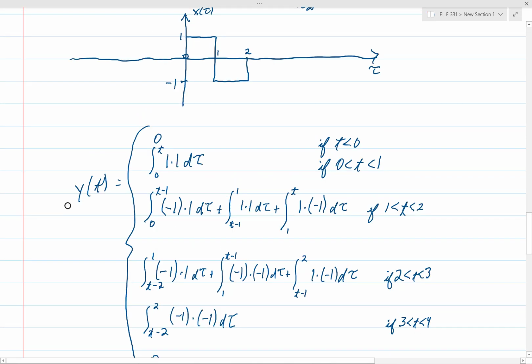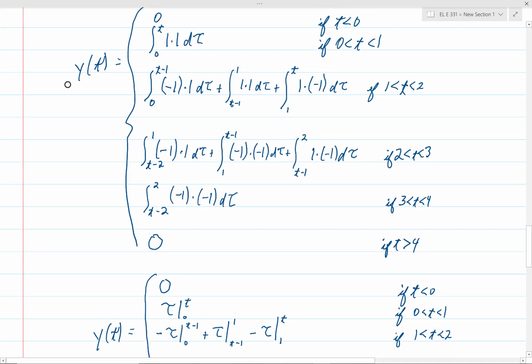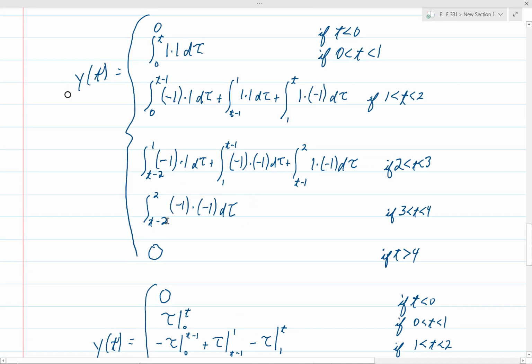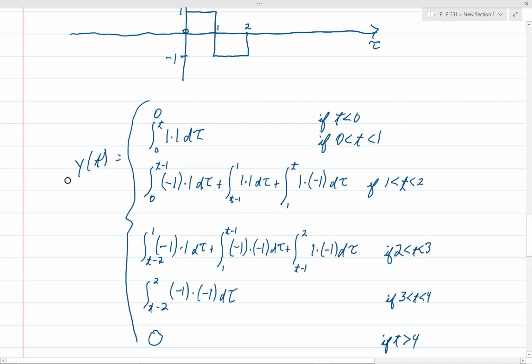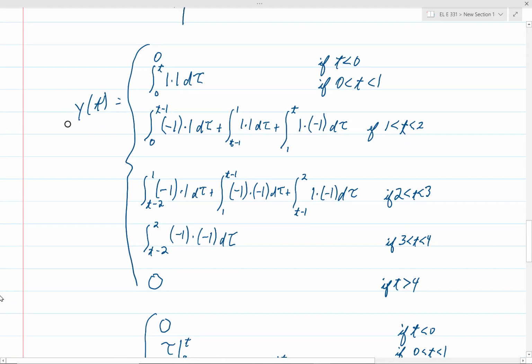And the integral will be, again, t minus 2 is somewhere like this. So the region of overlap will be from t minus 2 up to 2. So that's where we get these limits, t minus 2 and 2. And then once t is greater than 4, that means that this t minus 2 will be past 2. And once t minus 2 is greater than 2, or same thing as saying once t is greater than 4, then there will be no overlap at all. And so that's why we get 0 in the last case.